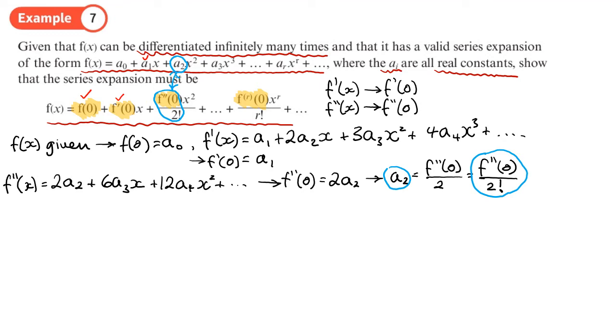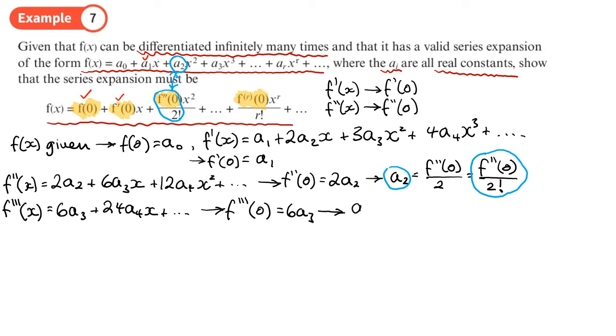We'll now move on, and this will probably be the last one that we do. Differentiate a third time, so that the first term will just disappear. Then I'll end up with 6a3 plus 24a4x, and so on. Let's work out f triple dash of 0. That will mean all I'm left with is 6a3. So that means that a3 equals f triple dash of 0 over 6, and 6 is 3 factorial.